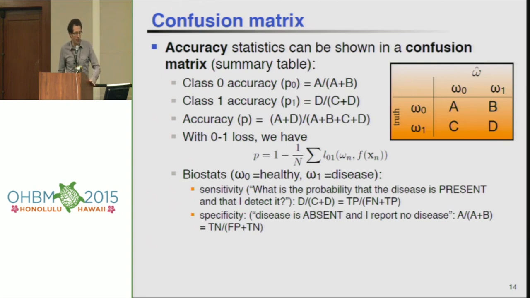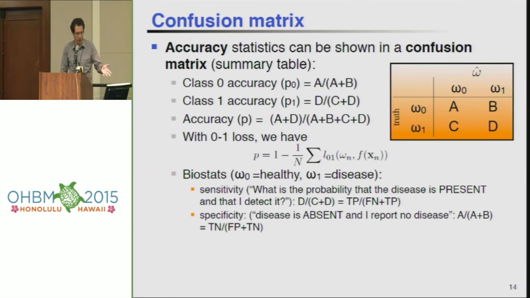So now, based on this, you can compute a bunch of statistics that are very often reported. Class 0 accuracy is just the number of times you got it right over the number of samples from this class. So P0, we can denote it. Class 1 accuracy is the same for class 1. Accuracy overall is the diagonal over the sum of the whole matrix. And going back to what I was saying at the beginning, if you have the 0-1 loss function, then the accuracy is, that's one way of computing it, just the average loss over your sample.